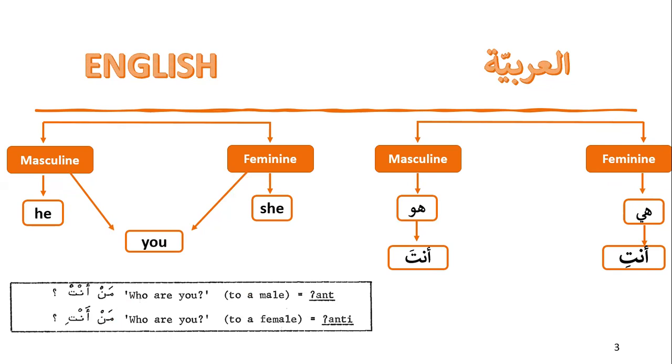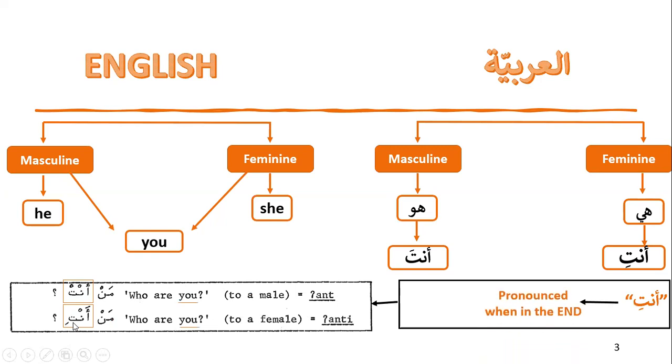So over here we have this example. If you see you and you in English, for both masculine and feminine: who are you? Male. Who are you? Female. They both are translated as you. Whereas in Arabic, you have anta, masculine, and anti, feminine.